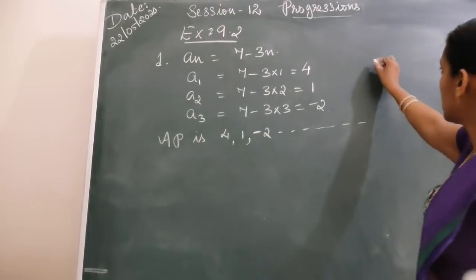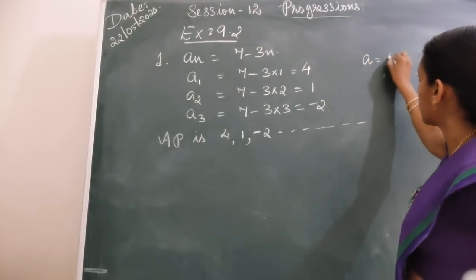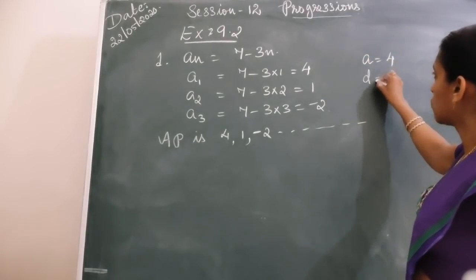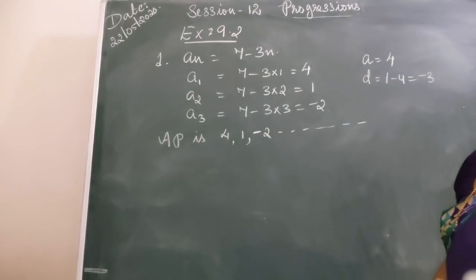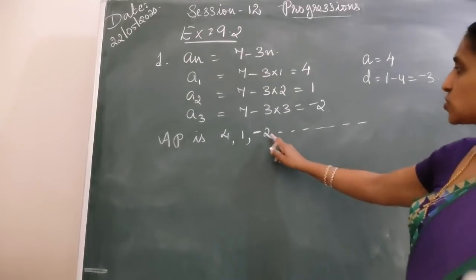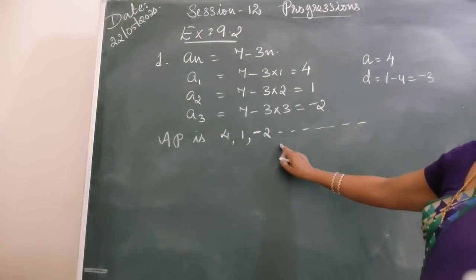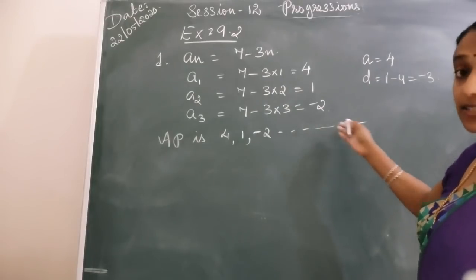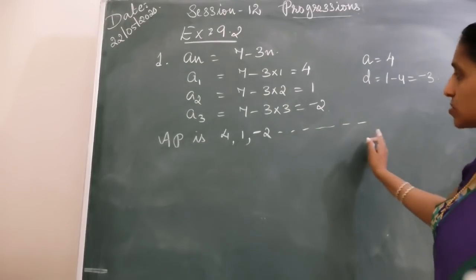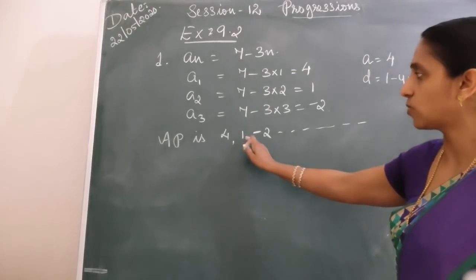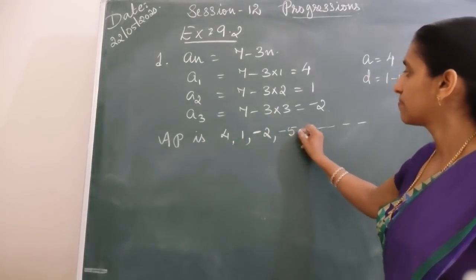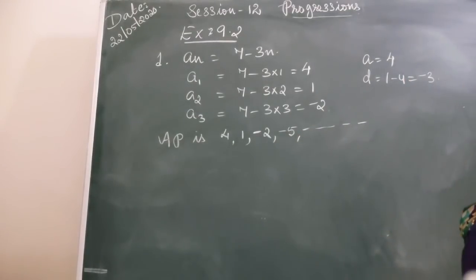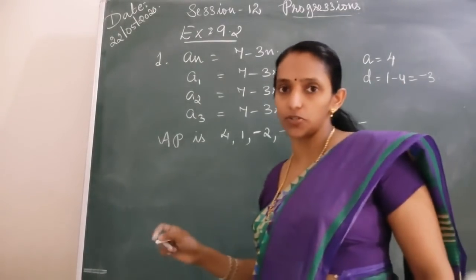So, here you are having A is 4, B is 1 minus 4. 1 minus 4 is minus 3. Right? So minus 2 minus 3, you will get the next term as minus 5. Right? Minus 8, etc. it will go. So, you can constitute the AP as 4, 1, minus 2, minus 5, etc. Right? Minimum 4 terms you have to write in the sequence.